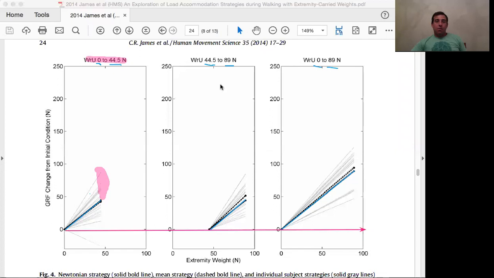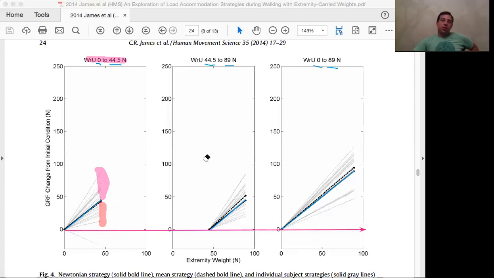Then what you have on the very first one, all these individuals are positive biomechanical, right? So they had an increase over the body weight condition, but it wasn't quite to the level of the Newtonian model. Here is your single negative biomechanical response. That individual reduced their peak ground reaction force by 44.5 Newtons over what they did in their body weight condition. So that's how you see this.